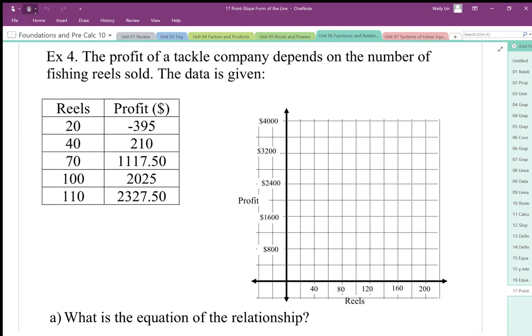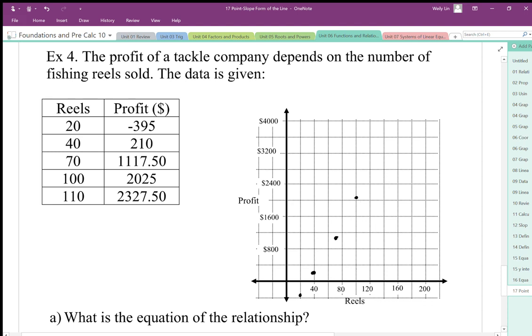I want to find slope. Let's maybe draw these coordinates in first. At 20 reels, I have a negative profit, maybe somewhere around there. At 40 reels, I make a positive profit, a little bit up here. So that's 400, so it's about halfway. At 70 reels, I'm at 1,000, so that's going to be 1,200, maybe somewhere around here. 100 reels is going to be just past 2,000.